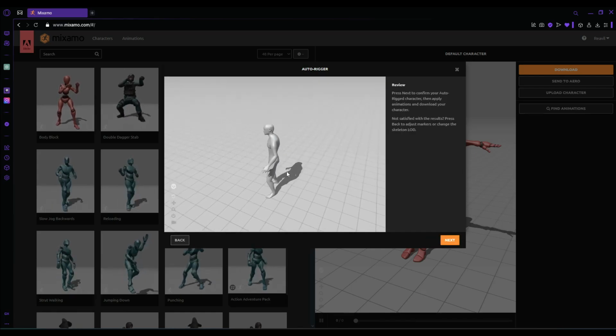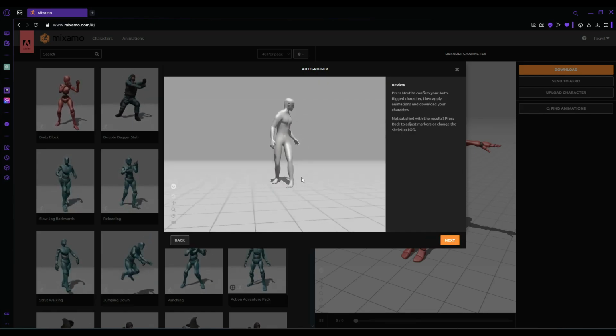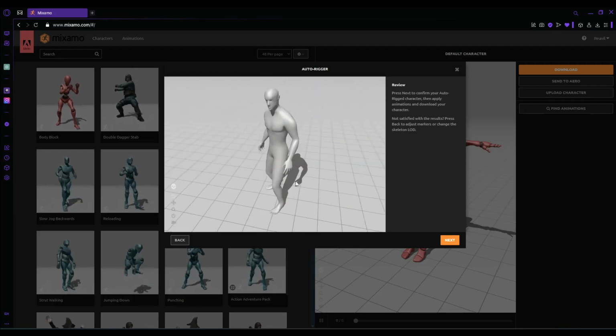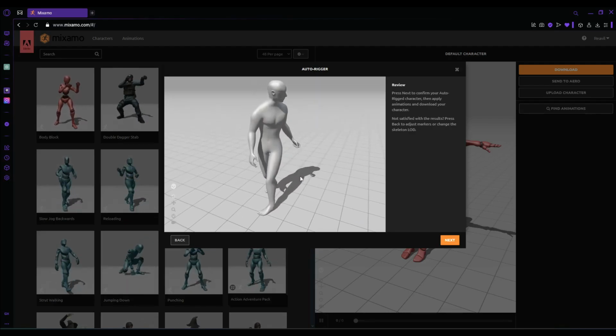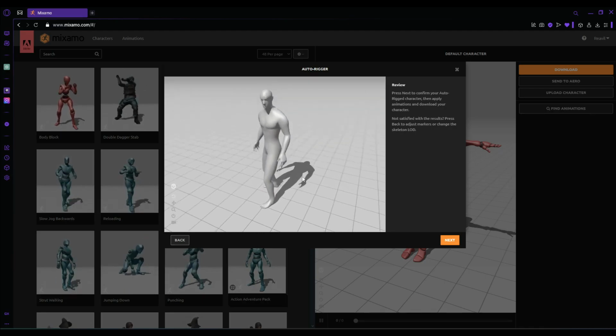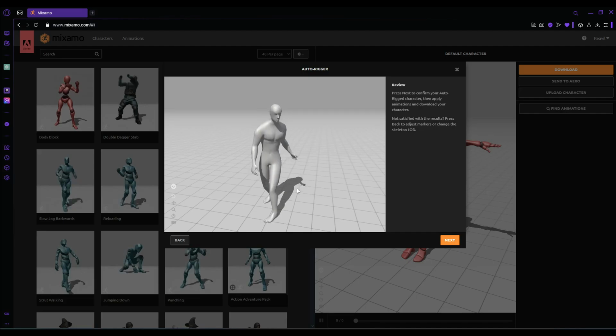Look at him go! Oh my god, look at him! He's actually moving! He's schmoving! Okay, yeah, now that's something, okay.